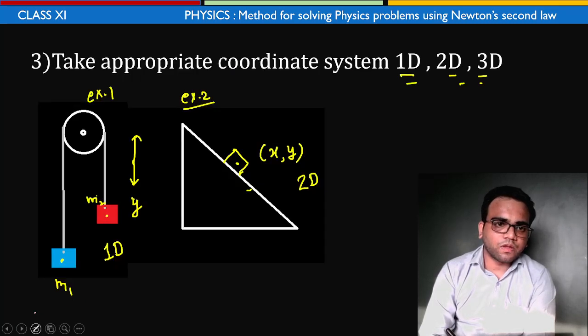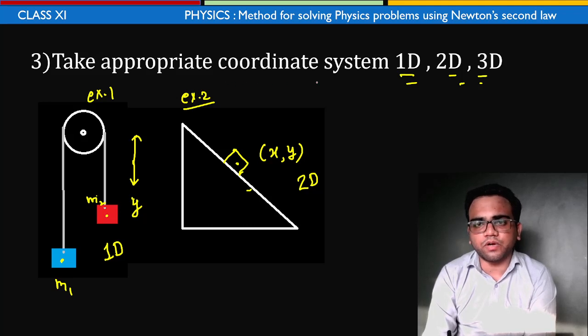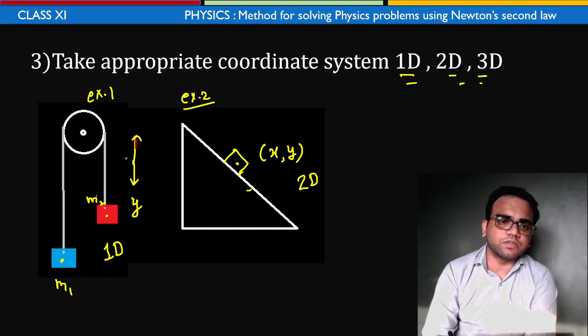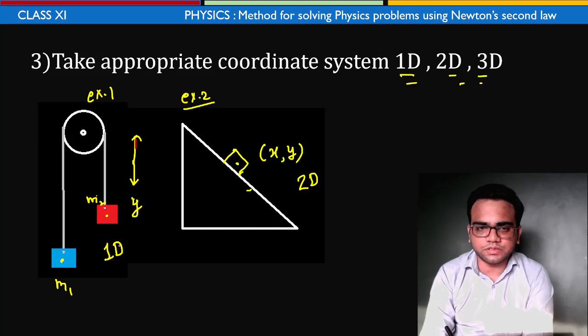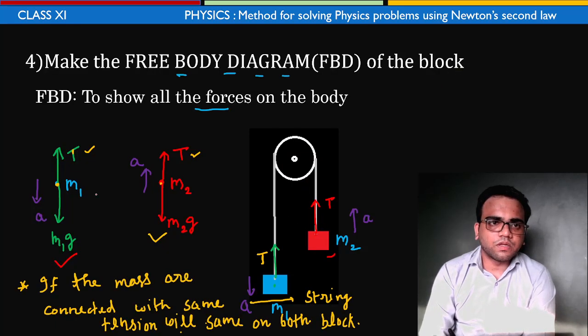The third one was to choose the appropriate coordinate system, right? In our problem only one coordinate is needed. The motion is only in one dimension. The fourth step was to make the free body diagram. What is a free body diagram?